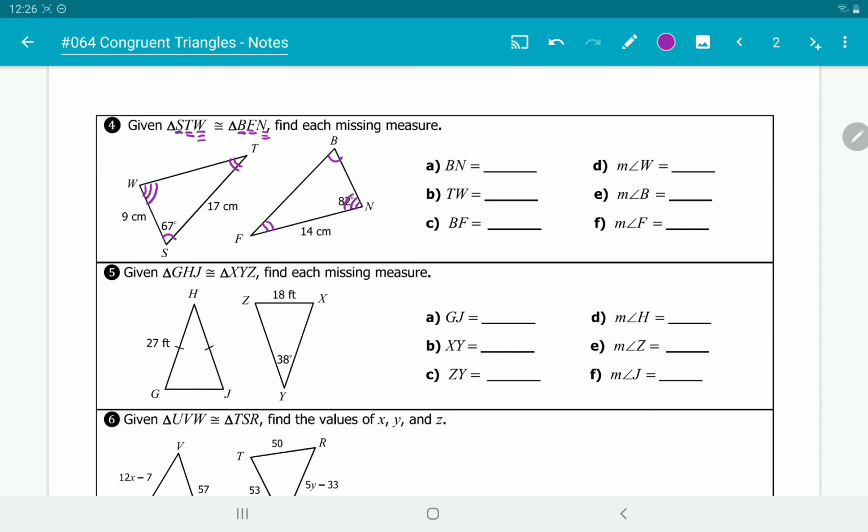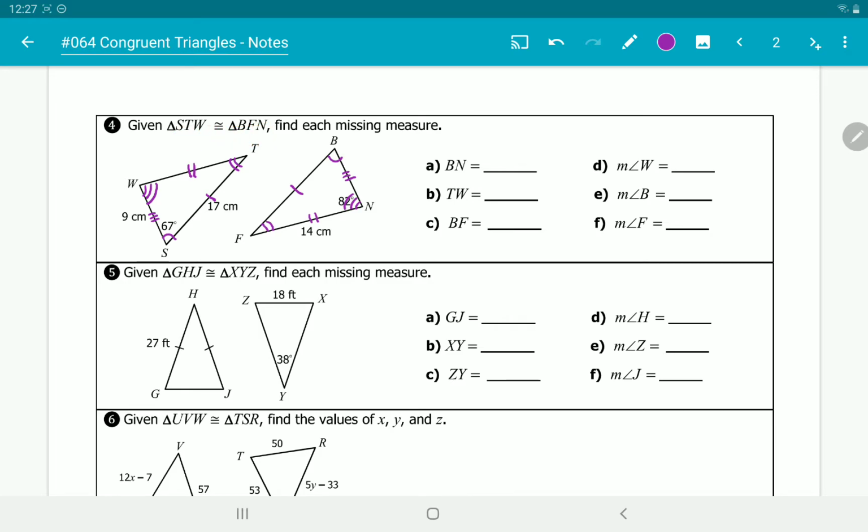All right, and then we can look at the sides as well. So using the first two letters, we have ST. Okay, so ST over here is the same as BF. Now we can use the last two, TW and FN. So TW and FN. And then we use the first and the last one. So SW, so this one over here, is the same as BN. So it's the same length as this one. Okay, so each of the sides match up and each of the angles match up.